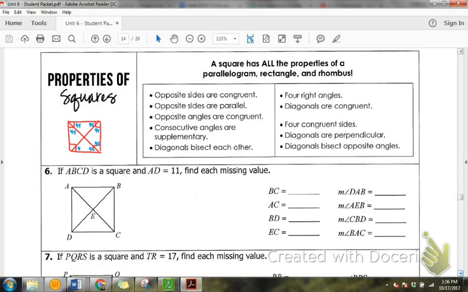All the time? All the time. And in the middle, they're always what? 90. So that's the nice thing about a square. You don't have to think about it. They're all 45, 45, 45, 45, 90. Okay?